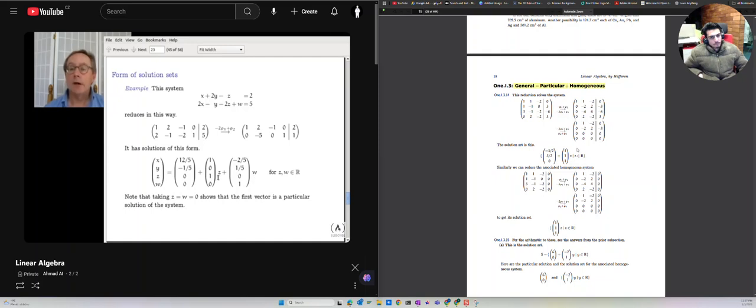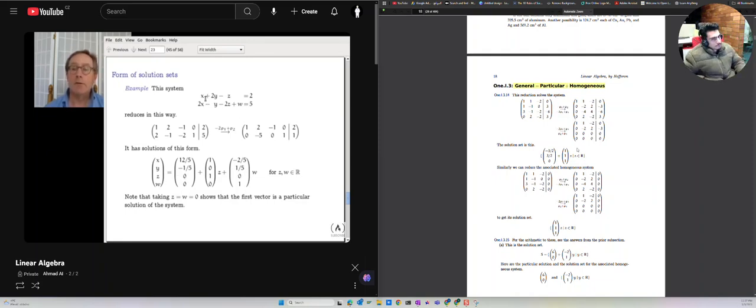If you take z and w, you can take them to be anything you like, they're free. If you take z and w to be 0, well, then this part is 0, this part is 0, and you just get the vector of constants: the 12/5 for x, the minus 1/5 for y, the 0 for z, and the 0 for w. That is to say that this vector here in the solution set is a particular solution of the original system.